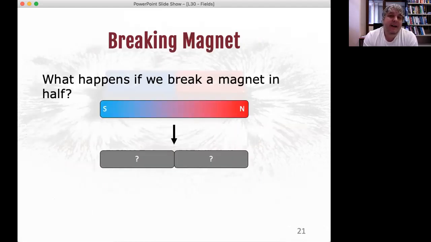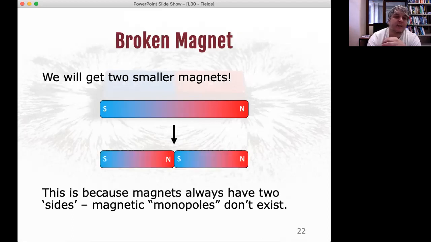What happens if we break a magnet in half? This is a nice little conceptual question, because when we talked about charged particles, if you have an object that has negative charges on one end and positive charges on the other end, and you break that, you're going to be left with a negative object and a positive object. They'll just be two separately charged objects. That's not the same for magnets. What happens with a magnet if you break it is that you get two smaller magnets.